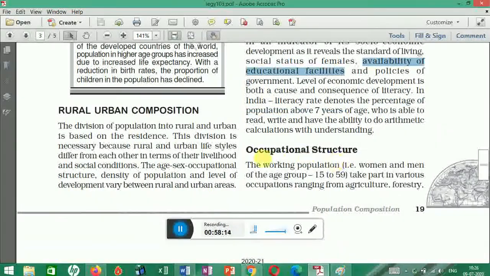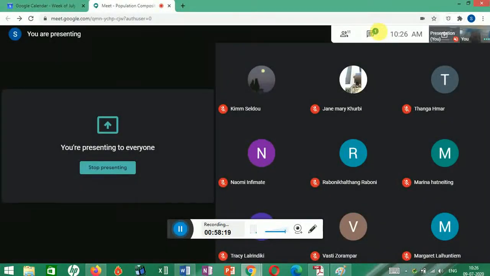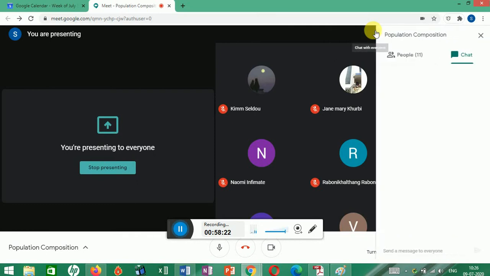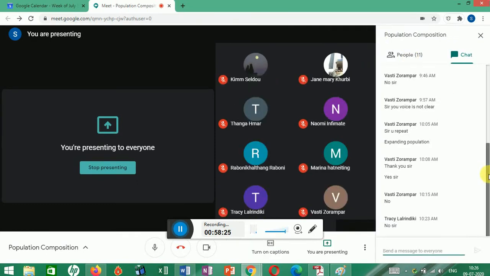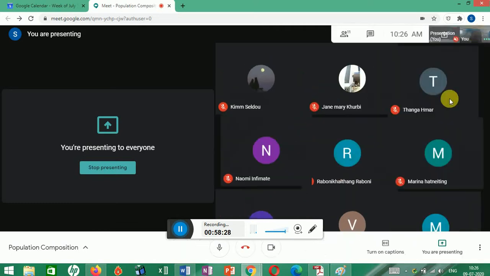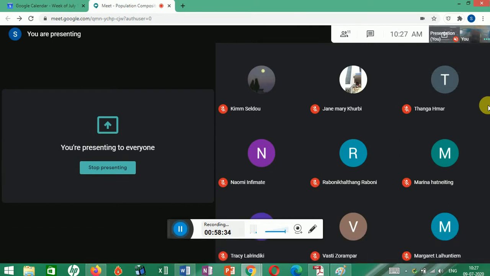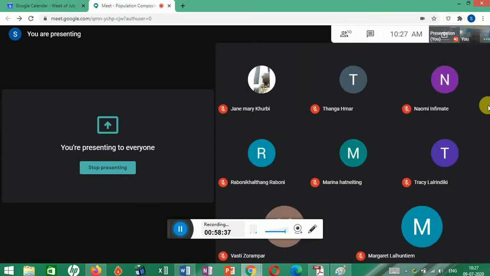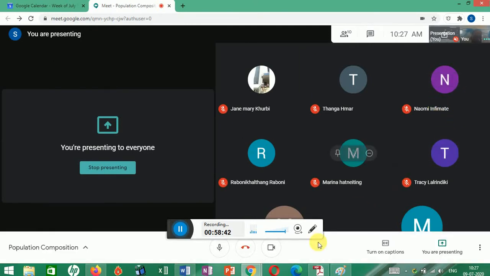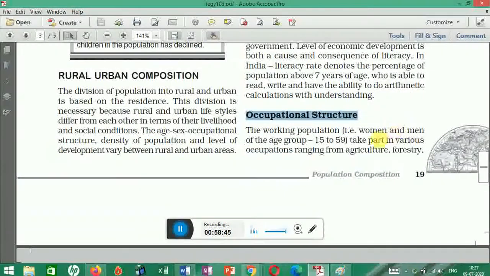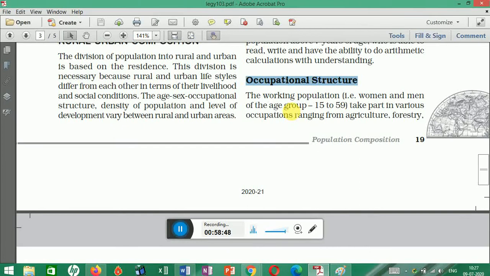And next we have this occupational structure. Can you tell me what do you mean by occupation? What do you mean by occupation? Nobody is responding. See, actually occupation is an activity which is economically gainful. Any activity which is economically gainful is known as occupation.